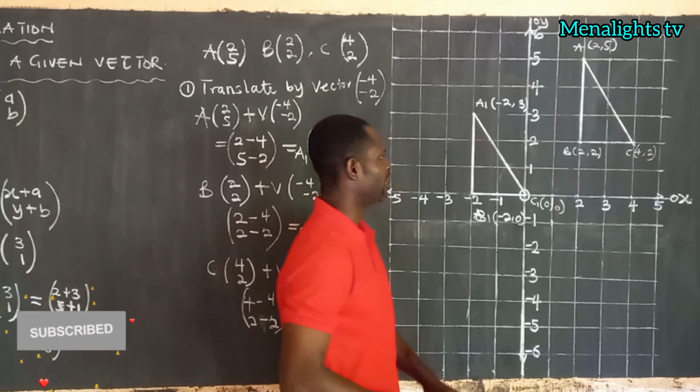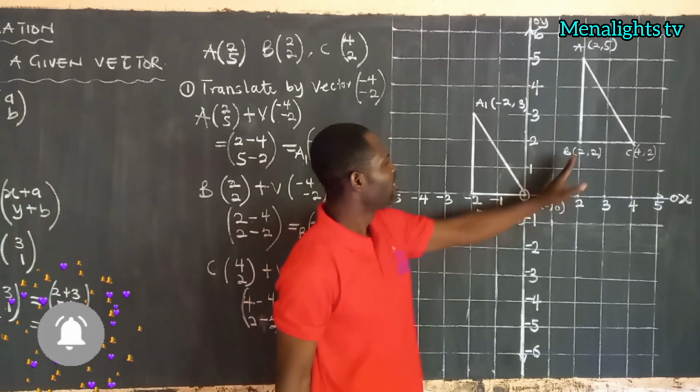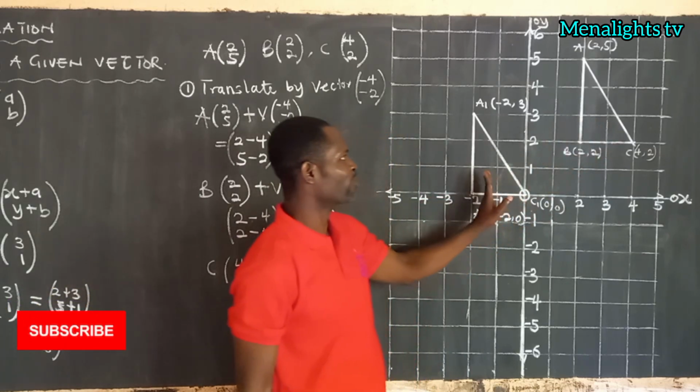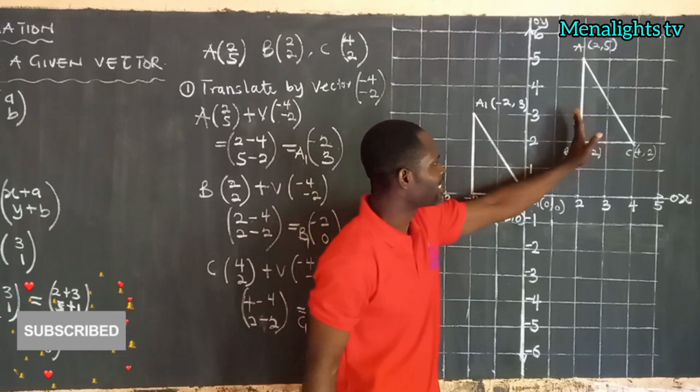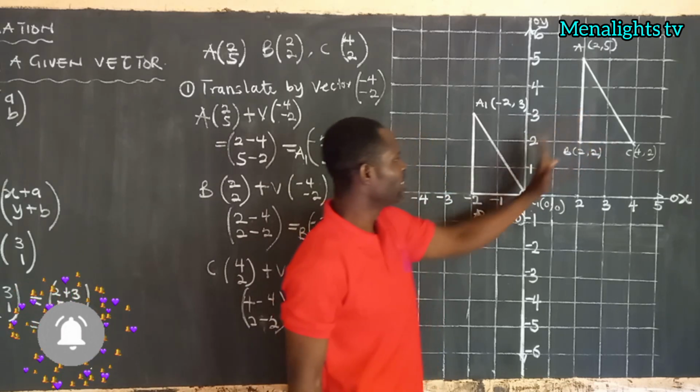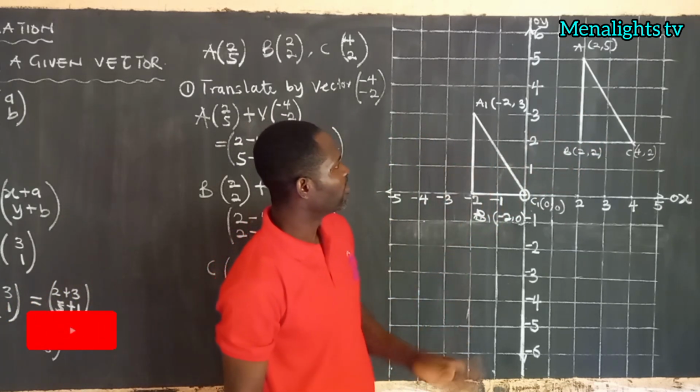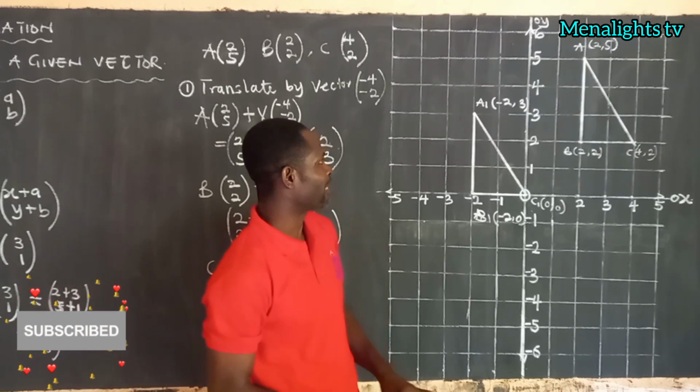So now let's see what we have. Now when you look at this, this is the object and this becomes the image. So when you look at it, it can be shifted from here to this direction. Now let me give you this explanation.